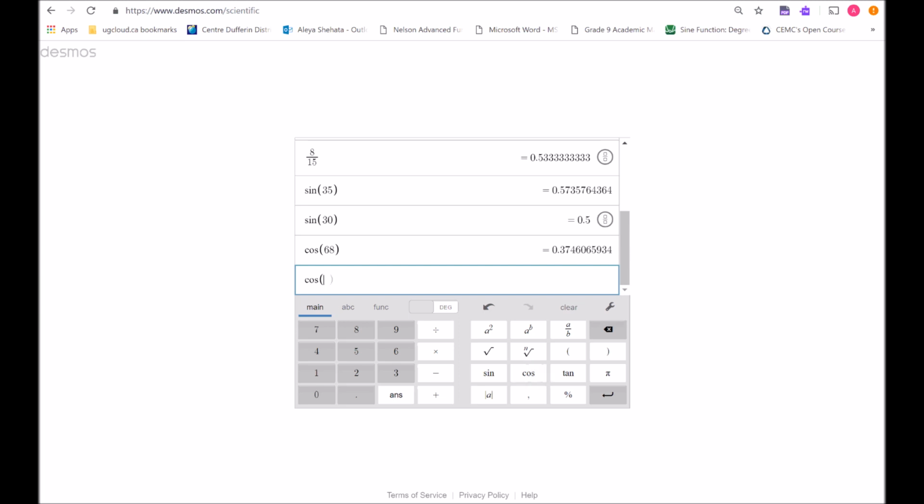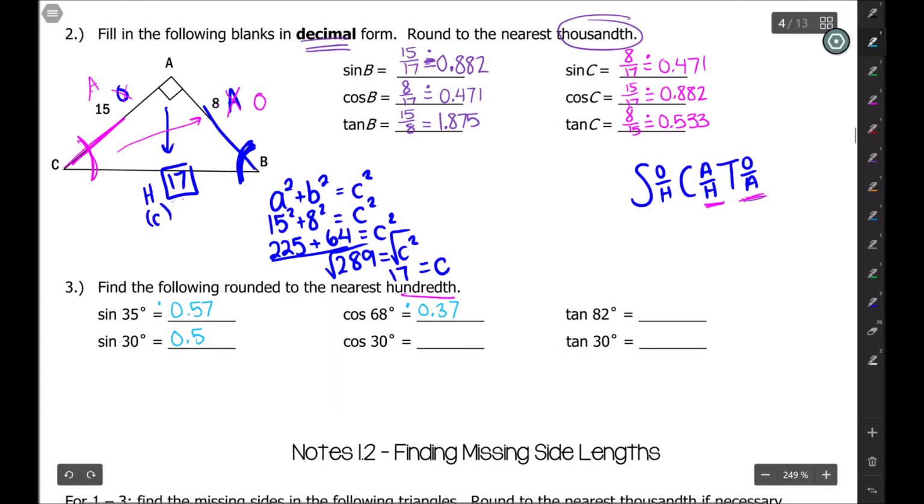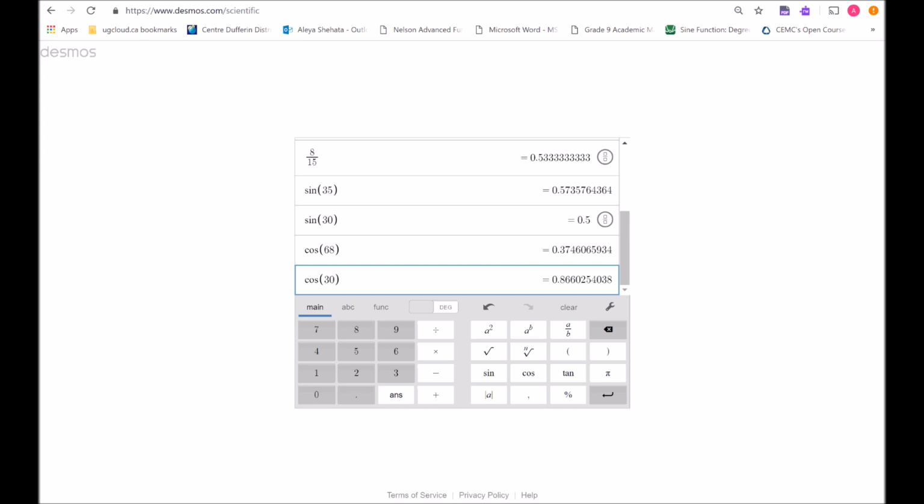Okay? Then I'm going to type in cosine of 30, close my bracket. I end up getting this value right here, 0.866, so on and so forth. The hundredths place is the first 6. The 6 after tells me to give that first 6 a shove up, so I get approximately 0.87.